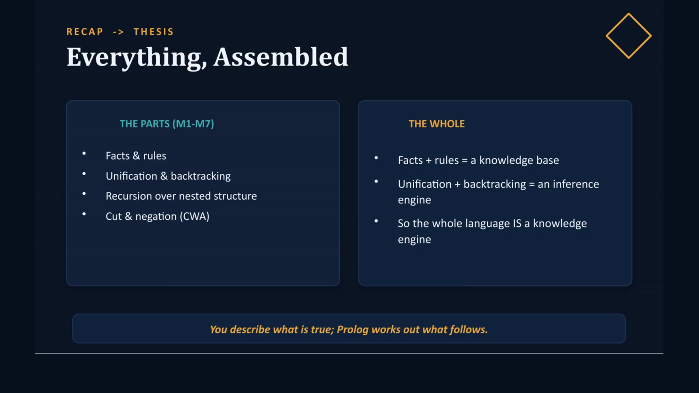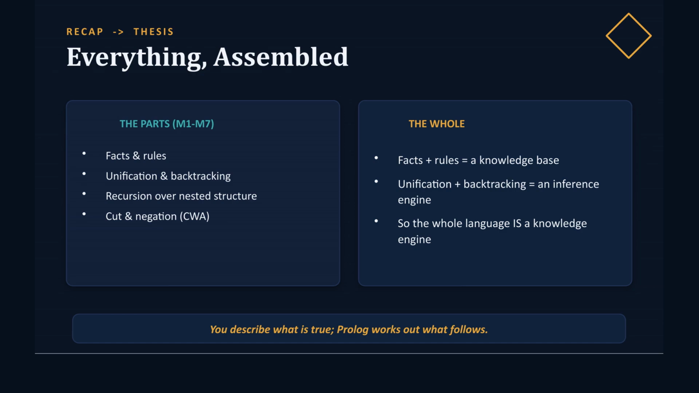The facts and rules you write are a knowledge base, a declarative description of a world. Unification and backtracking are an inference engine that searches that knowledge for answers. Recursion lets you walk nested structure, and cut and negation let you control the search and reason about what is absent. Put together, the whole language is a knowledge engine. You describe what is true, and Prolog works out what follows.